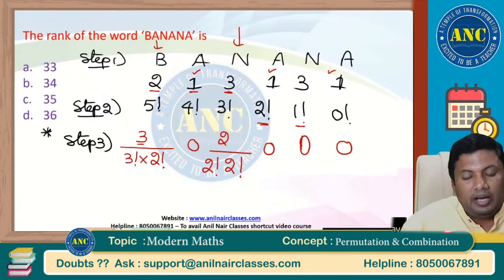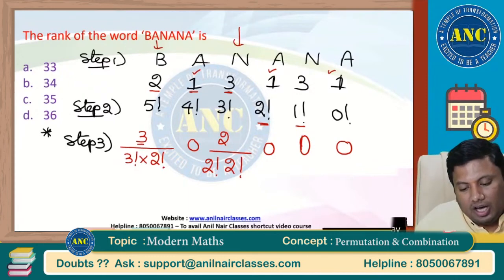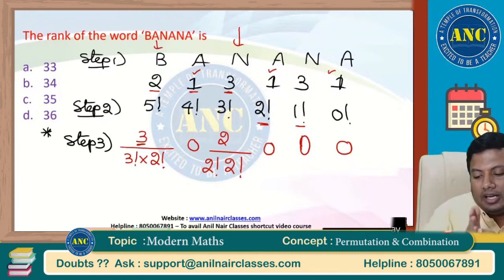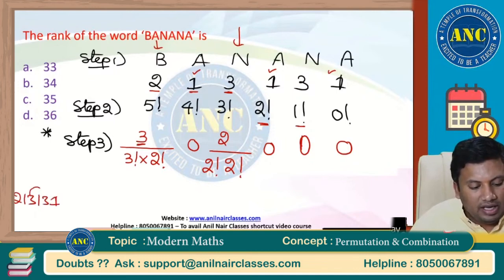These denominators should be extremely clear, sir. Again I am repeating. First, how many numbers are there to the right side of 2 which are less than 2? 1 is less than 2, 1 is less than 2, 1 is less than 2. So 3 divided by. From that number take, how many ways will there be? 2, 1, 3, 1, 3, 1. 3 is repeated twice, 1 is repeated thrice.